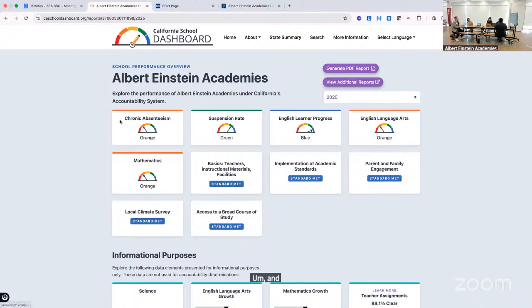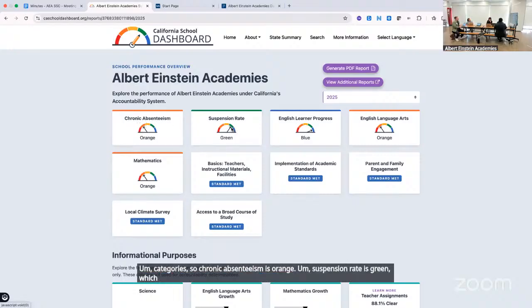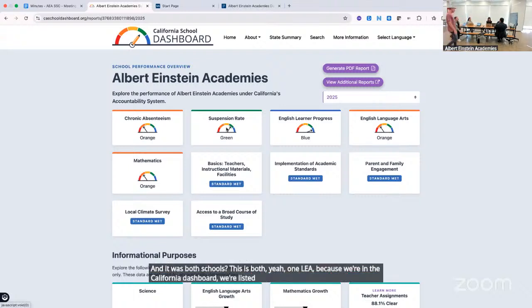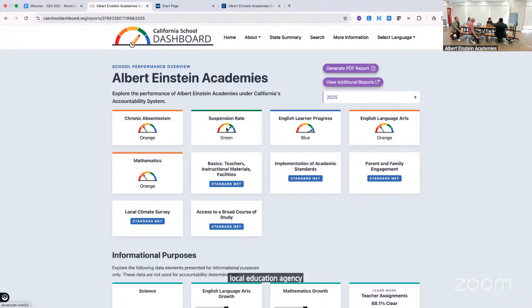And there's basically a color coding system that goes from red to blue, red, bad, blue, good, right? And all of those rates. So in general, you'll see several categories. So chronic absenteeism is orange. Suspension rate is green, which means that we've actually dropped our suspension rate. And that's overall. This is both schools. This is both, yeah, one LEA, because we're in the California dashboard, we're listed as one local education agency. So it's one code.